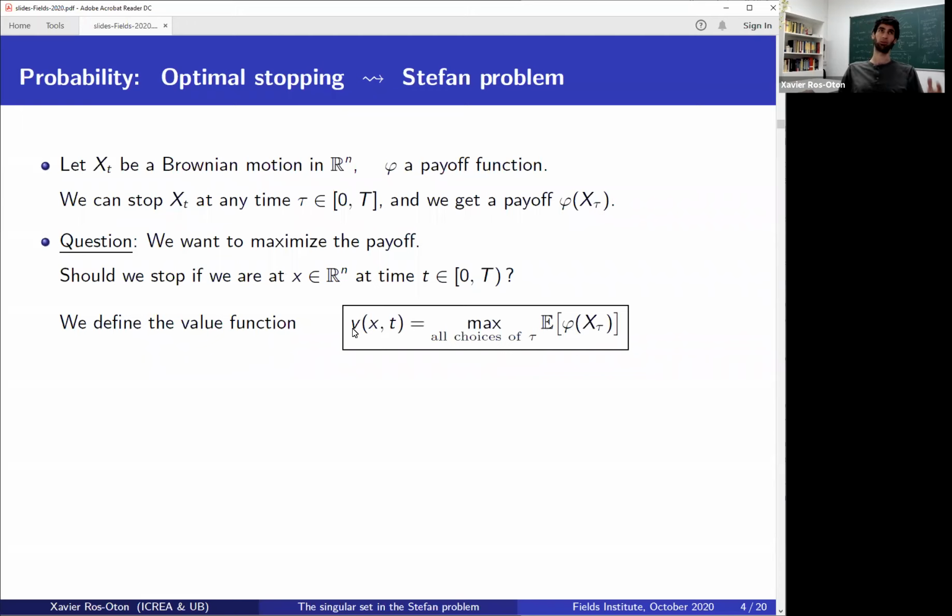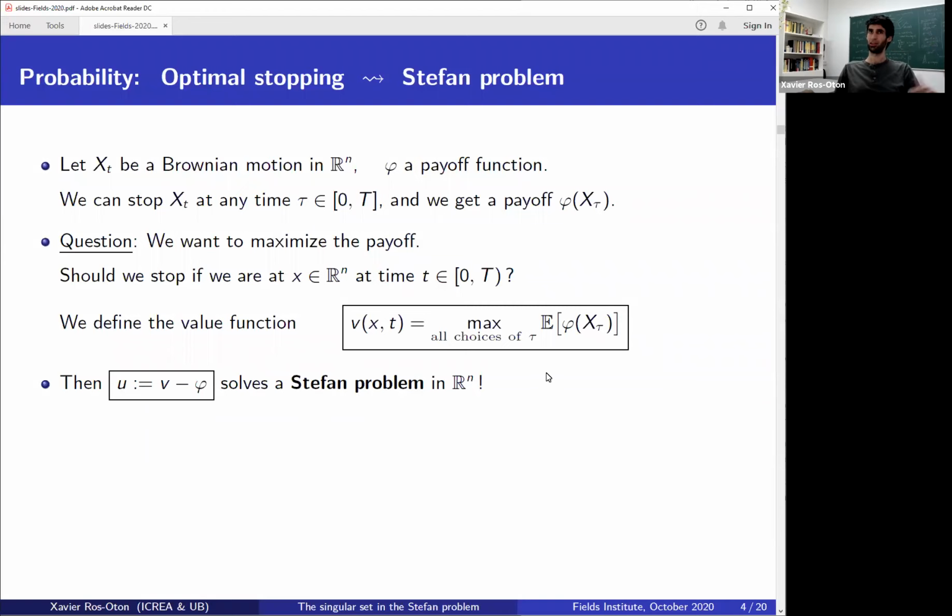It's super harmonic, well, super caloric. And then it's also always caloric whenever I don't stop. And then these three conditions turn out to be equivalent to saying that this function v solves the obstacle problem, the parabolic obstacle problem. And then if I consider u, the function v minus phi, this will solve the Stefan problem in the formulation that I just wrote before.